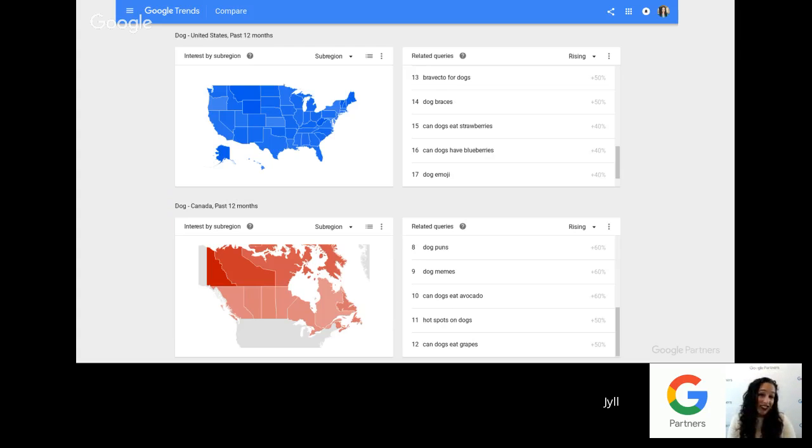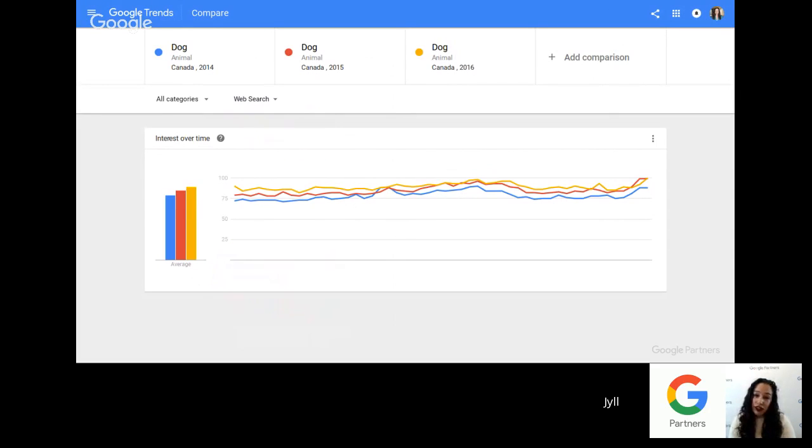All right, so we've looked at comparing topics, we've looked at comparing countries. The last thing we're going to do is compare time periods. So when we changed filters and selected different countries, this time we put them all back to Canada. We're comparing 2014, 2015, and 2016. And as you can see here, that interest has been slowly increasing each year.